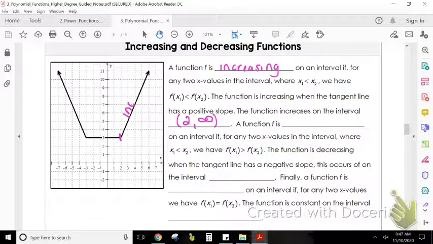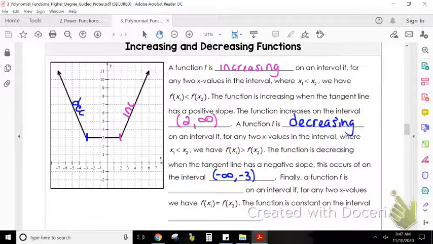All right, then it says a function f is decreasing. We know what decreasing means. It means that the graph is going down as we read it from left to right. But it says on an interval, if any 2 x values in the interval where the first one is less than the second one, we have the y of the first one is greater than the y of the second one. The function is decreasing when the tangent line has a negative slope, so it's going down. And this occurs on the interval here. Well, we can see that this part here is decreasing. So as x is from -infinity to that point right there, which is -3.